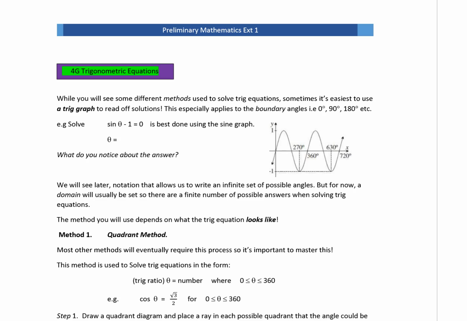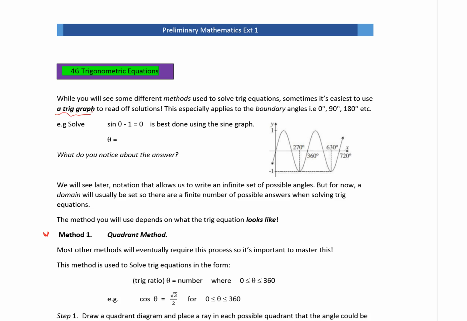In this exercise, we're going to look at solving trig equations, and we're going to look at lots of different methods. As you can see, here is method 1 and there'll be method 2 and so on. And while we're going to separate the techniques into different methods, can I always encourage you to think about solving an equation by using a graph.